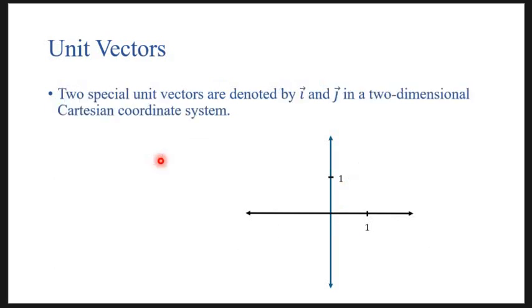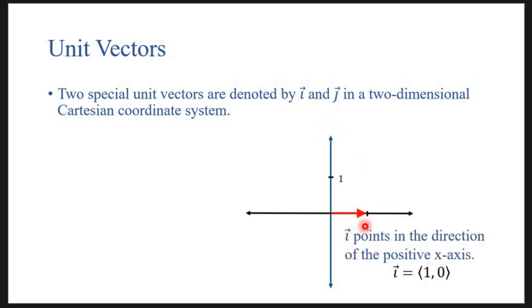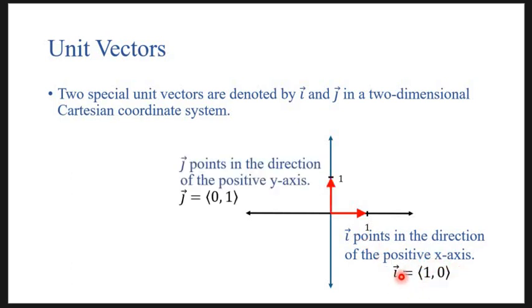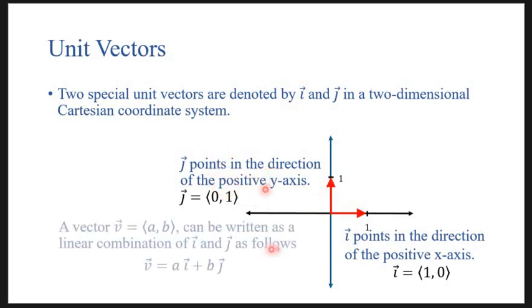Two special unit vectors are i and j. The vector i is a unit vector in the direction of the x-axis, and the unit vector j is the unit vector in the direction of the y-axis. Vectors can be written as linear combinations of the unit vector i and the unit vector j. So if you have position vector AB, you can also write it as the vector ai plus bj. That is what a unit vector is.